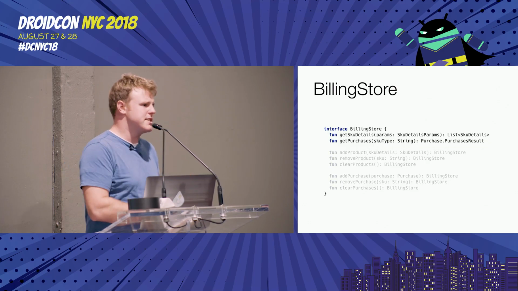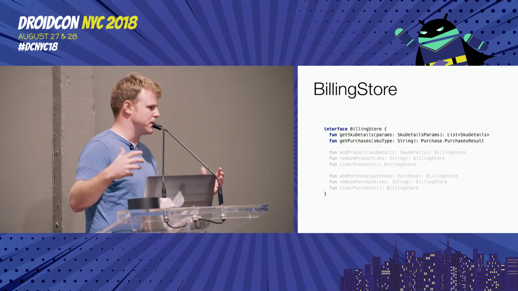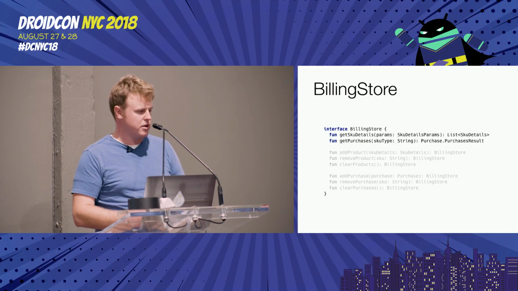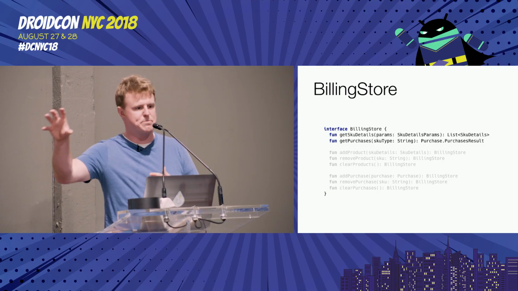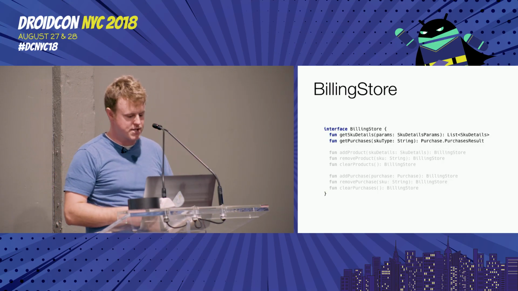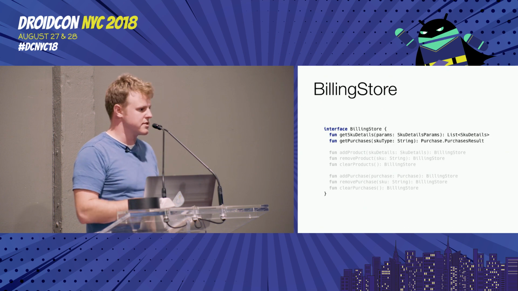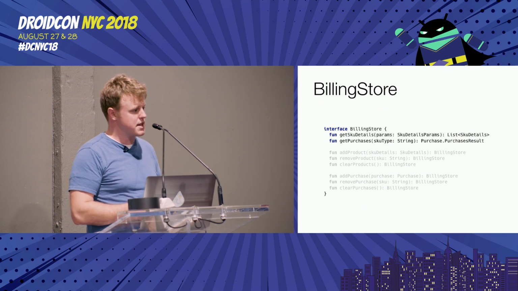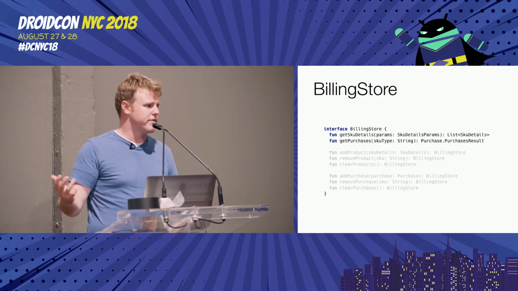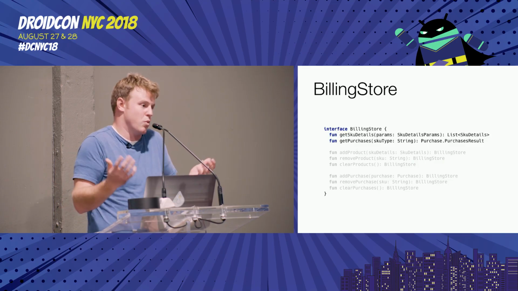So SKU details, these are the inventory of available items. So a SKU is an item that's for sale. So you can request from the billing store, get me all of the subscription items that are for sale, or get me all of the purchasable in-app items that are for sale. It'll return a list of SKU details. Well, our billing store does that, and by default, the one that comes with BillingX stores all of that stuff in shared preferences, because why not?